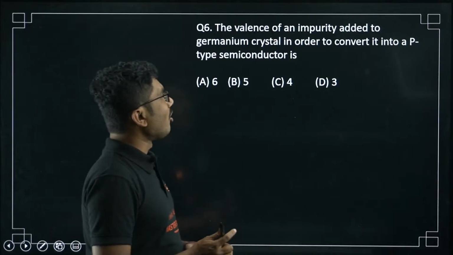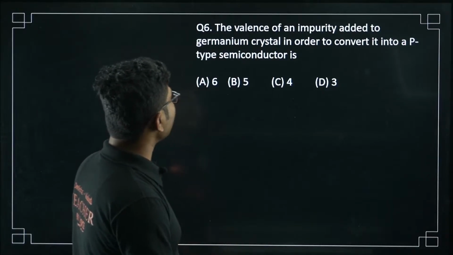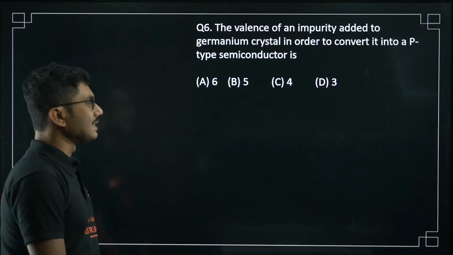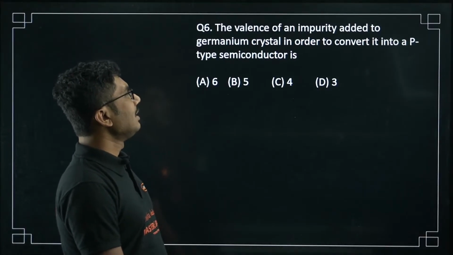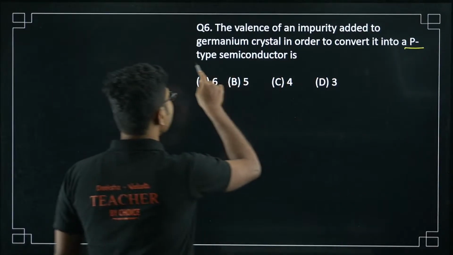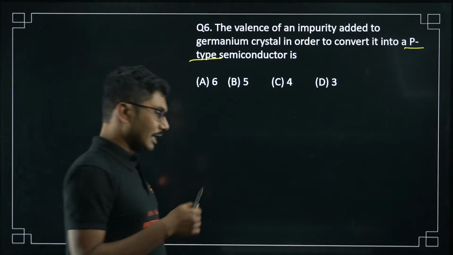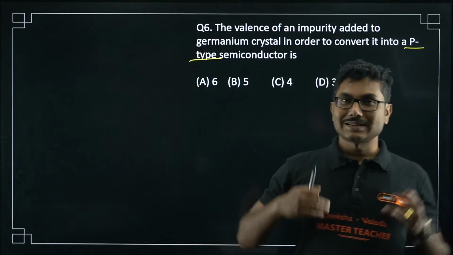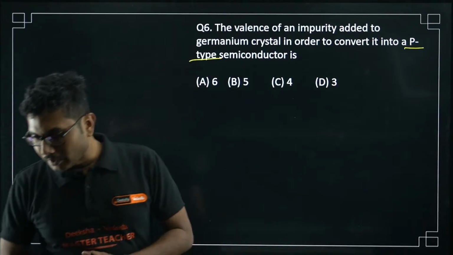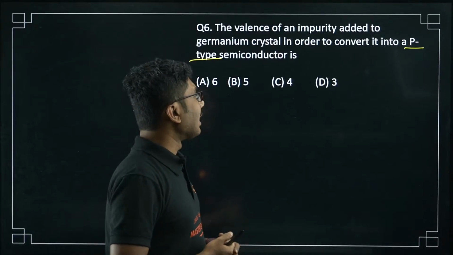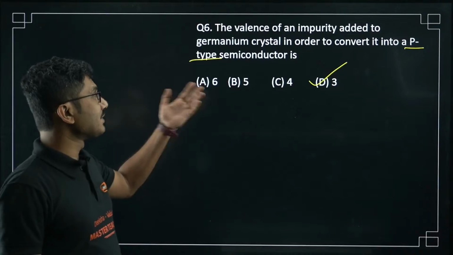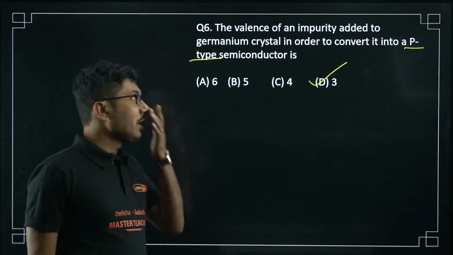The valency of impurity added to the germanium crystal in order to convert it into a p-type semiconductor is? So what will be the valency of the impurity that you should add to convert it into a p-type semiconductor? So p-type means you are basically adding an acceptor level. So acceptor level means it can accept one electron and sit quietly in its place, and it can give rise to a hole in the band structure, right? So obviously it will be trivalent. Trivalent substance gives you p-type, pentavalent gives you n-type.